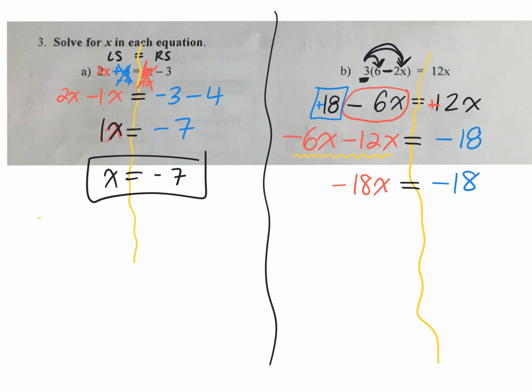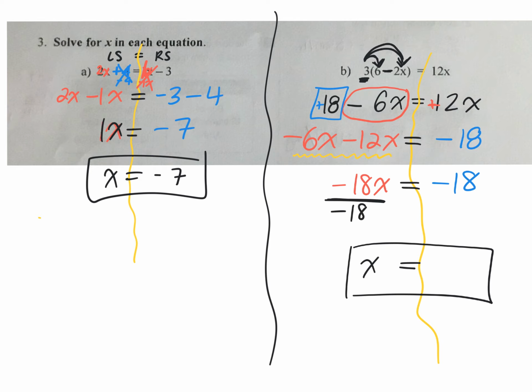And then, Natalie, now what do we have to do? I'm trying to isolate x. I want to get x by itself, so I have to get rid of what's in front of x. Opposite of multiplication is division. So I divide by negative 18. That gets rid of it. So what do I have to do on this side? Same thing. Divide by negative 18. A negative divided by negative is a positive. 18 divided by 18 is 1. The answer is x equals 1.